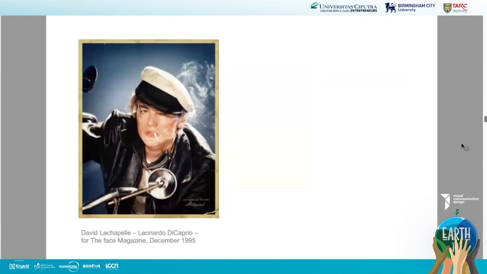So the form and design here, it's Leonardo DiCaprio, 1995. It's just an editorial piece for The Face magazine, again by David LaChapelle. The form looks like an old postcard or possibly an old poster. Even the use of type in the bottom right-hand corner: Icons of Hollywood, LaChapelle Studio, Hollywood.